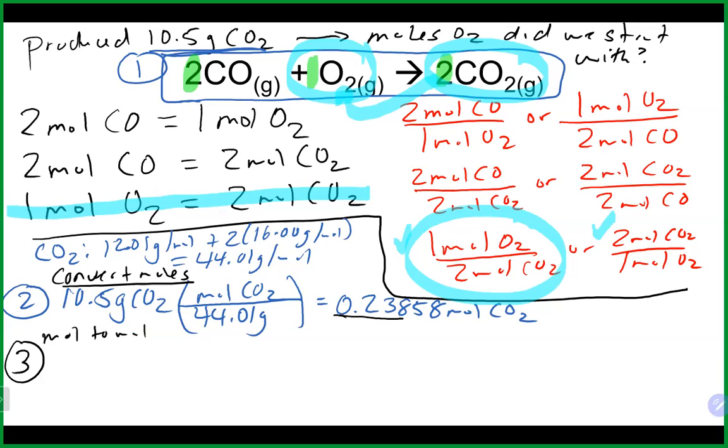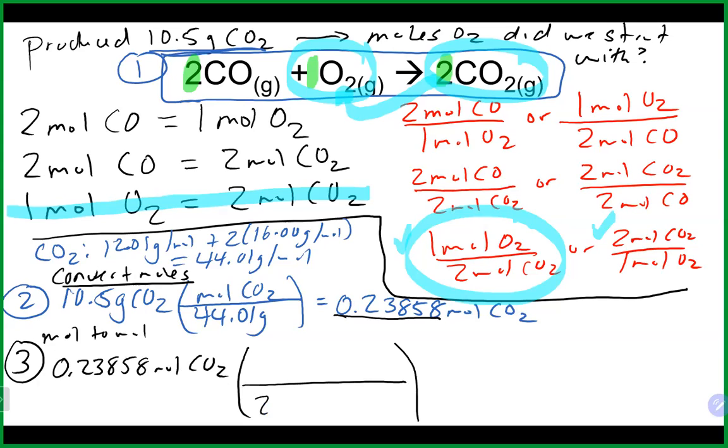So continuing on, obviously, with the number that I had in the previous step, I'm going to go 0.23858 moles of CO2. Once again, using the conversion factor here on the left, I'm going to go 2 moles of CO2 on the bottom and 1 mole of O2 on the top. And again, that comes from our balanced equation. That is going to do the conversion that I need, and that will get me 0.119 moles of O2 in this case.